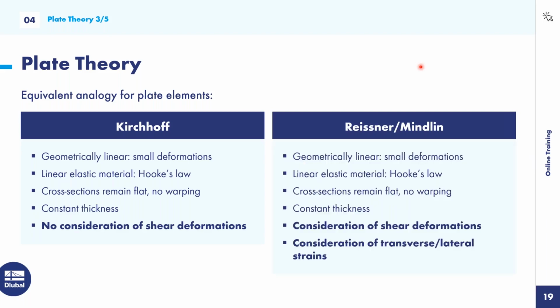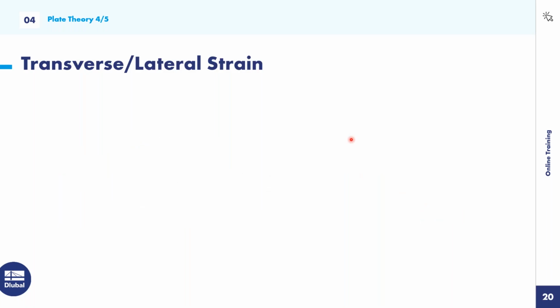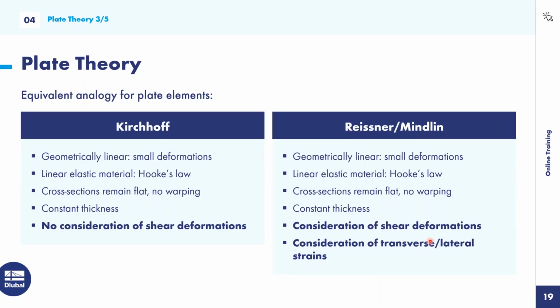For the Reissner-Mindlin theory, this is similar to the Timoshenko beam theory. The first couple assumptions here are the same. The only assumptions that really change for this one is we do consider shear deformations in the Reissner-Mindlin theory, and we also take into consideration transverse or lateral strains. I'm sure you guys are familiar with transverse lateral strains. We have this rod here, and as the rod is being pulled in tension, the cross section is shrinking because of the transverse lateral strain. And so this is being taken into consideration with the Reissner-Mindlin theory for plates.